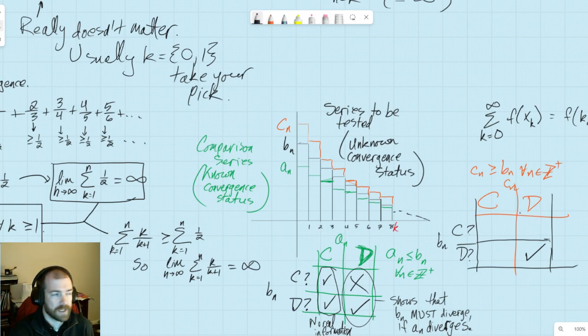If C sub n diverges, can B sub n converge? Sure, right? B sub n could be low enough, or a different function on the hierarchy, that it is going to converge instead. So again, this doesn't really give us any information.